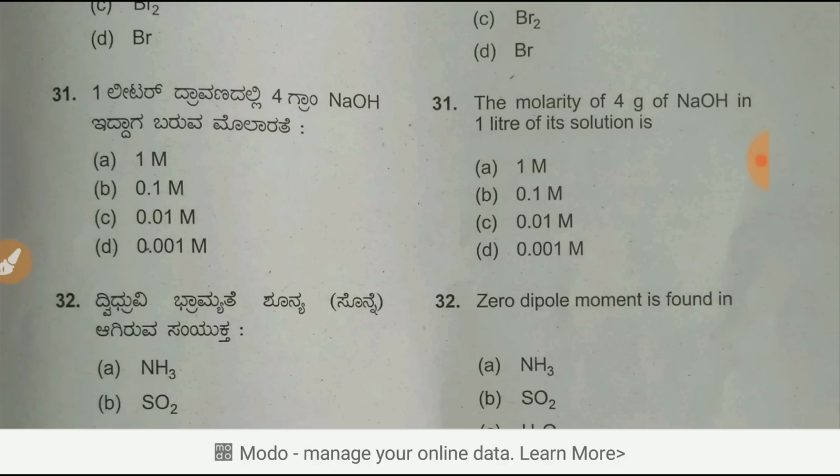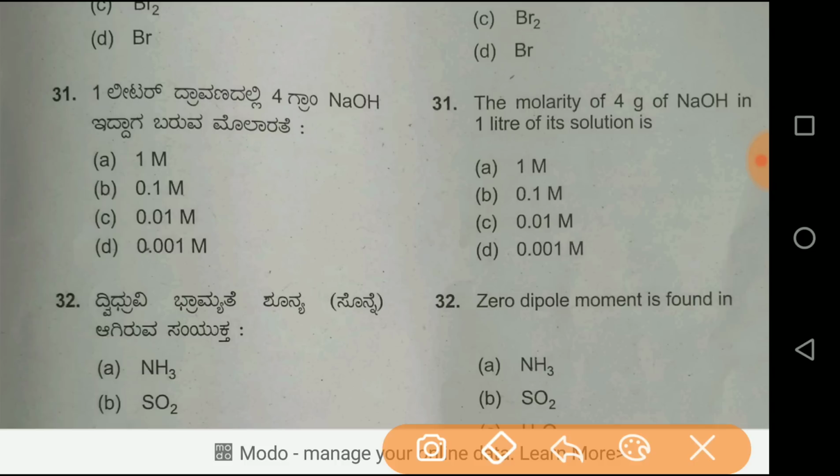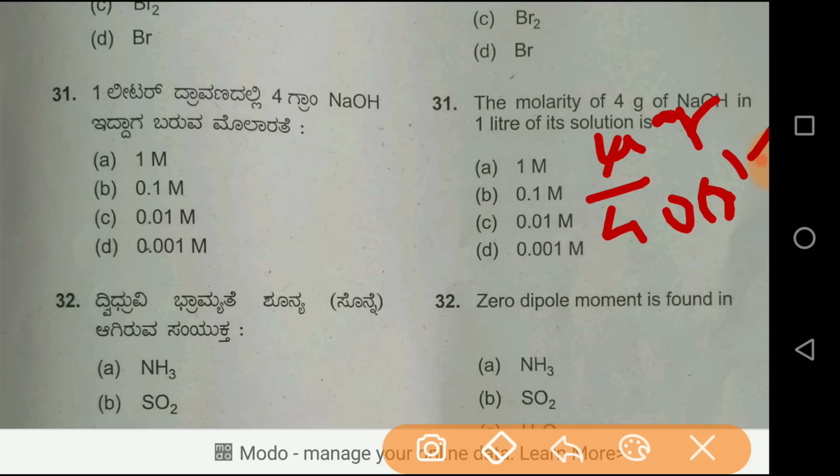1 mole of sodium hydroxide has a molar mass of 40 gram per mole. Here the question is 4 gram. Therefore, 4 gram divided by 40 gram per mole, gram cancels, that is 0.1 mole.